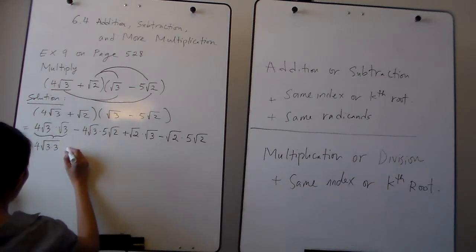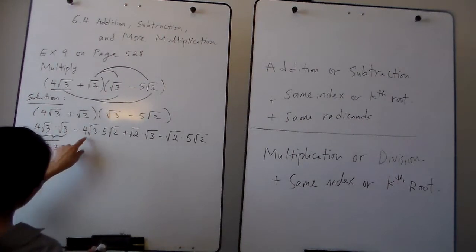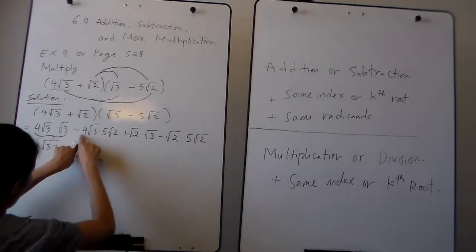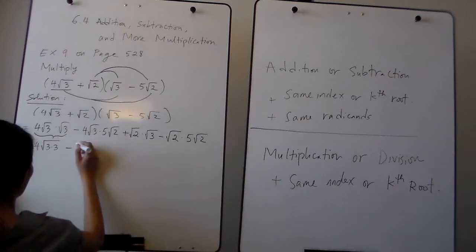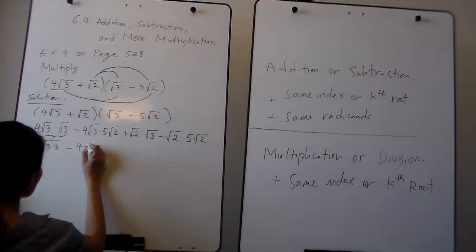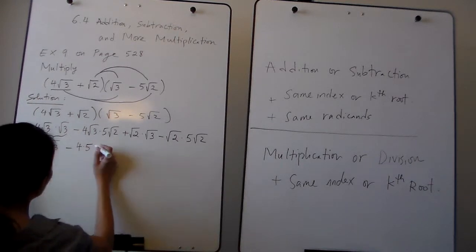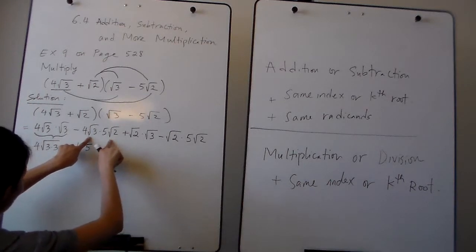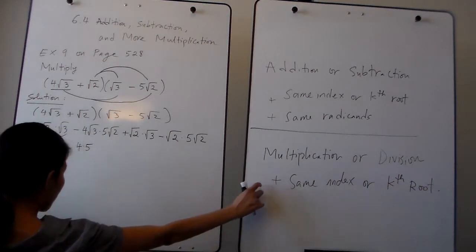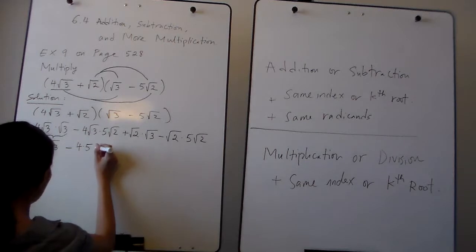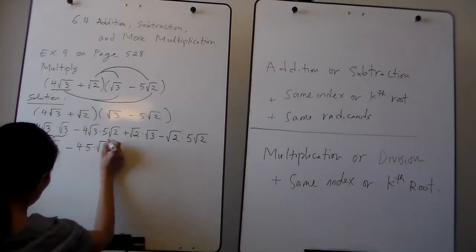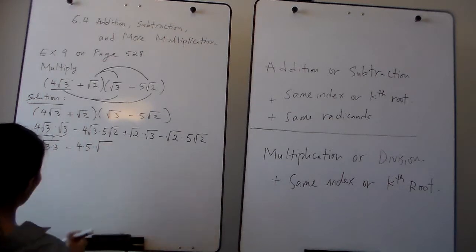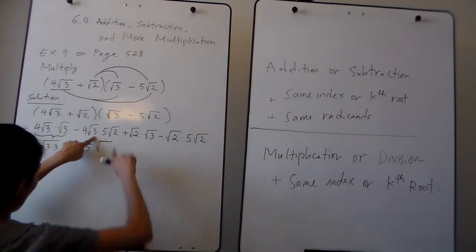And then continue here, we have minus 4 root 3 times 5 root 2. You can multiply 4 and 5, the coefficients, right? So 4 times 5. And then root 3 times root 2. Again, root 3 times root 2, both have the same index, k equals 2, which satisfies this condition. So that means you can combine them as the same radical with the same root, square root, and then multiply the two radicands, 3 and 2.